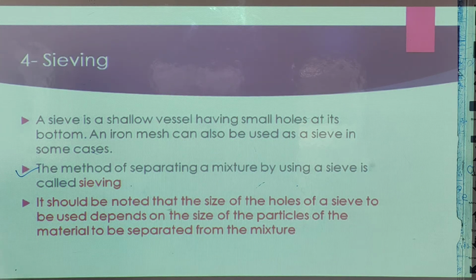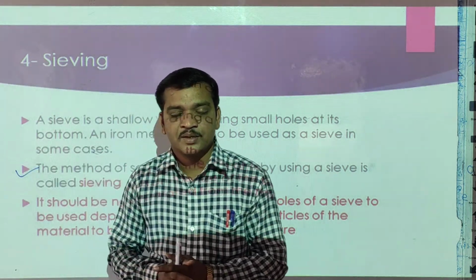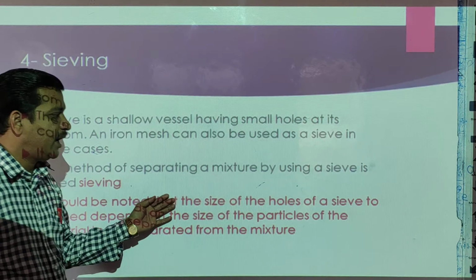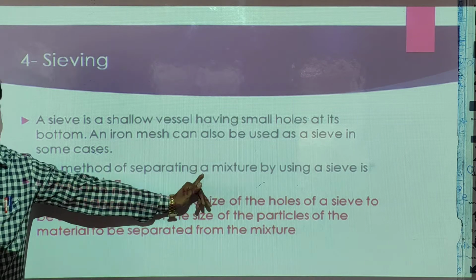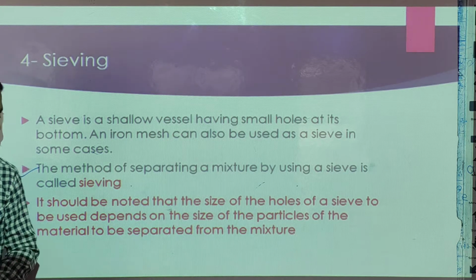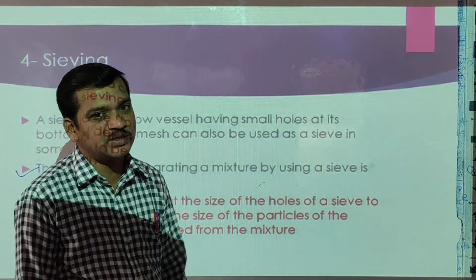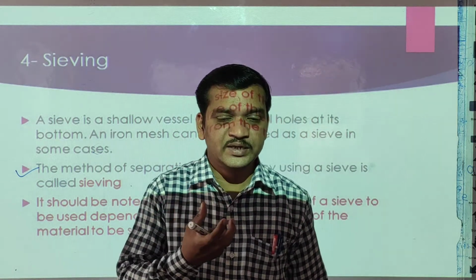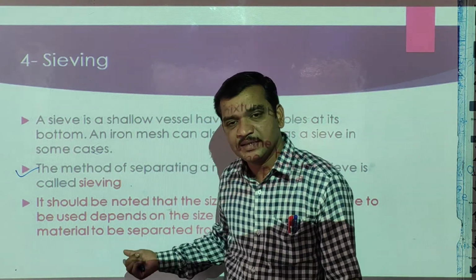The method of separating a mixture by using a sieve is called sieving. See, the method in which the separation of a mixture is done by using a sieve is called the sieving method. And now, one point you have to note down: this method is also used in the kitchen. For example, before making dough of wheat or jowar, your mother cleans the flour with the help of a sieve.